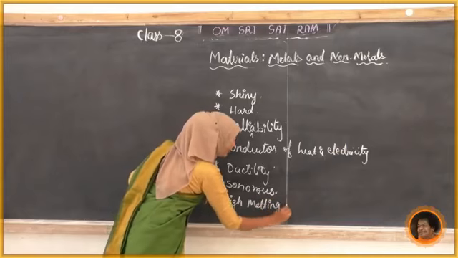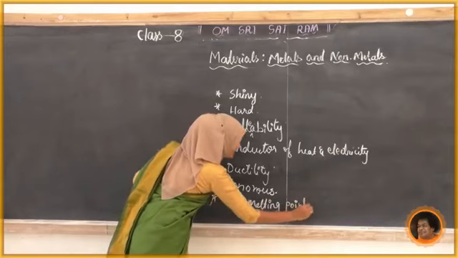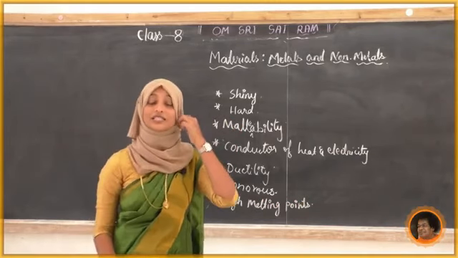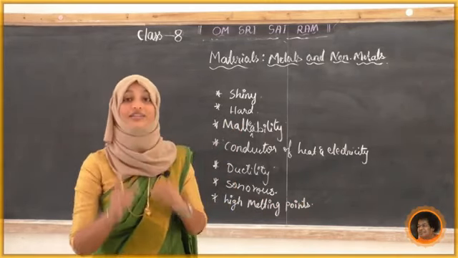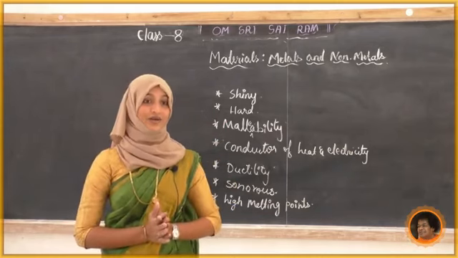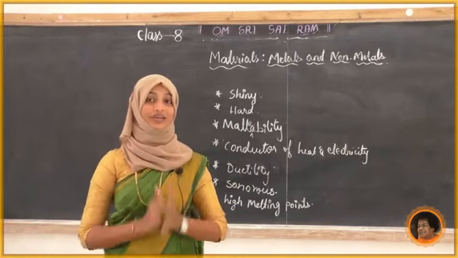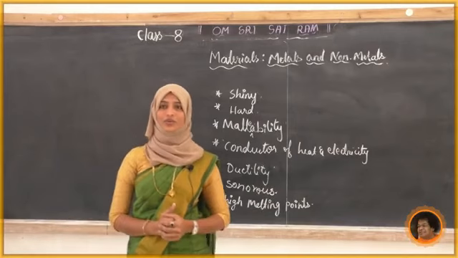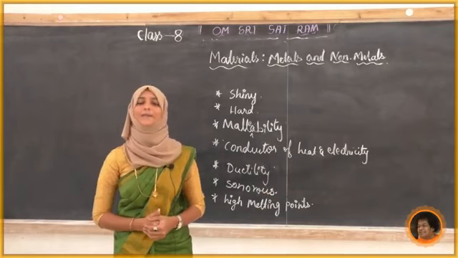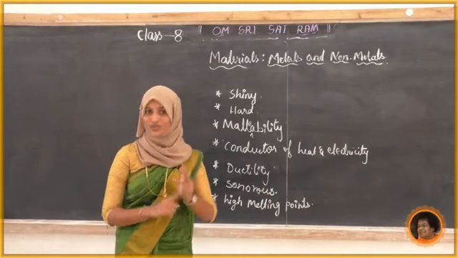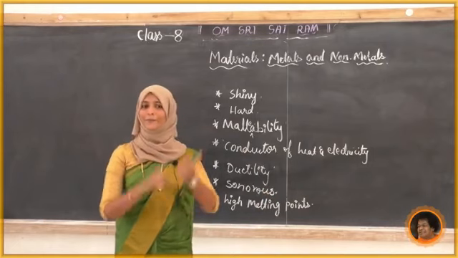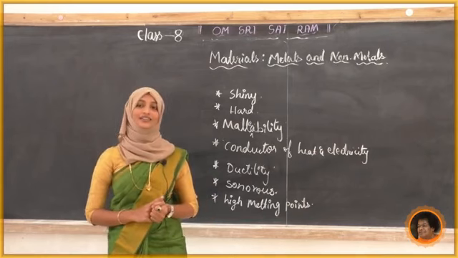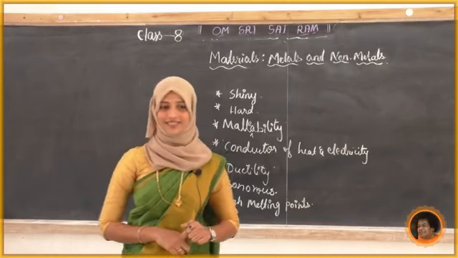High melting point. So it has high melting points. Okay, these are the examples for what? Sorry, physical properties of metals. Now tell me students, can you give the examples for the metals? Different metals already we have discussed. Can you give the examples? Yes, gold, silver, aluminium, copper, iron. See, these all are the examples for metals.